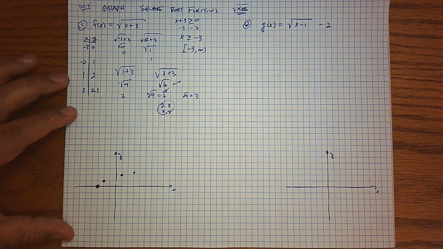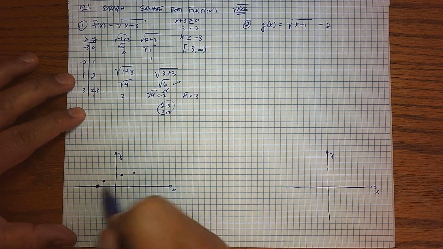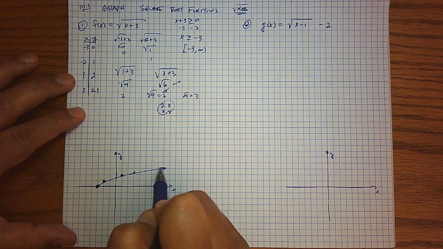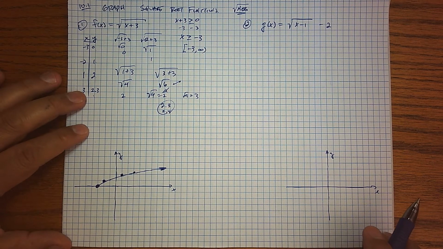So you can start seeing a pretty good pattern. It looks like as we continue to move bigger with our x values, the function is going to slowly start rising like that. And so that's a classic square root graph right there. Classic situation. So we got that.